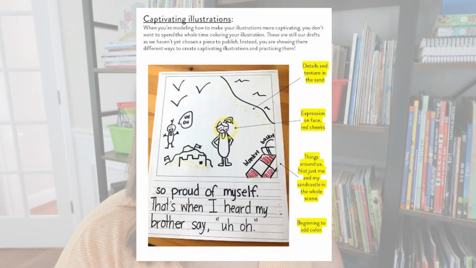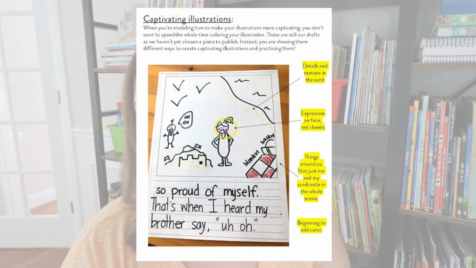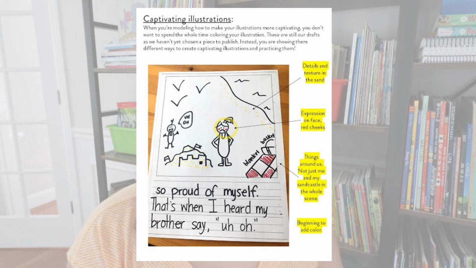When modeling this, you can see I showed them how to draw some texture in the sand, just showing that I could draw some little dots. This is that 4th page where my brother actually went ahead and toppled down my castle, and so I drew my brother here saying uh-oh, like it said in the words itself. You can see the expression on my face. I am sad, I have red cheeks, maybe I'm feeling angry. And I also explained that there are things around us. It's not just me and my sandcastle in the whole scene, so I can add those little details like a picnic basket and a blanket.